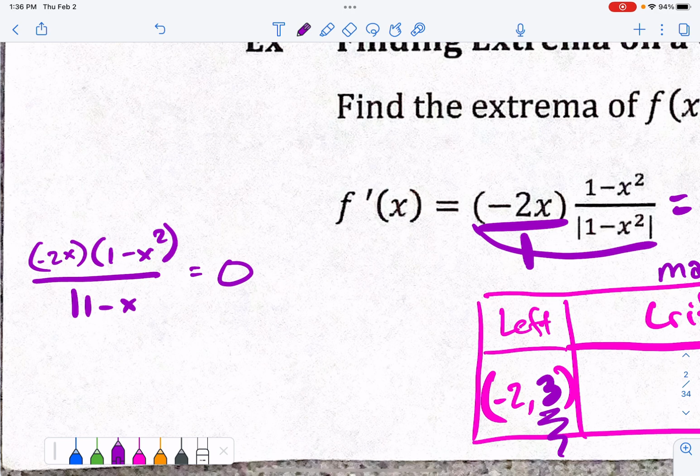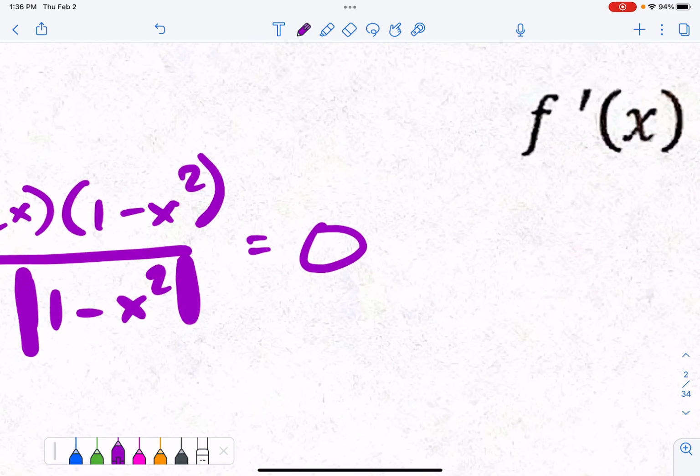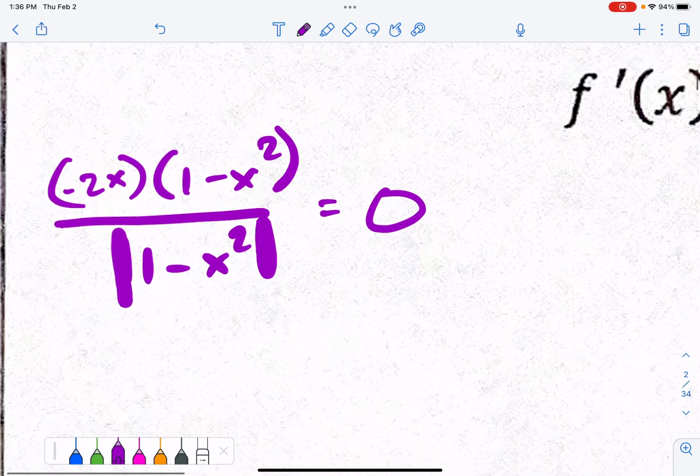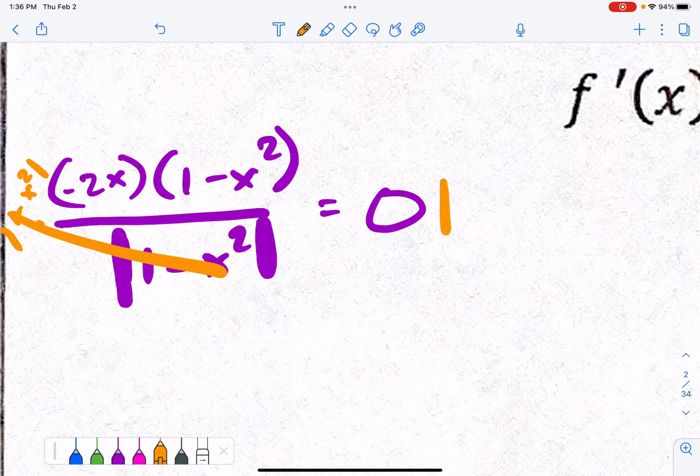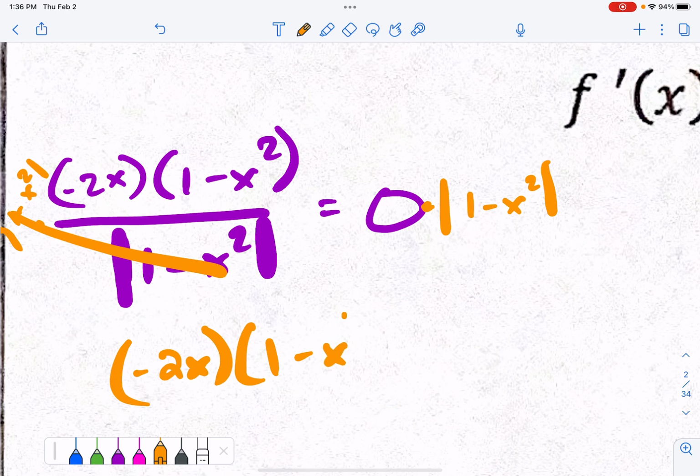I've got the absolute value on the bottom and the 2x on the top, right? Can you multiply by the bottom? Can you multiply by 0? Can you multiply 0 by the absolute value? You sure can. So let's multiply by the absolute value of 1 minus x squared. The absolute value of that goes away. If I multiply the absolute value over to 0, it's 0, right? So now all I have left is this.